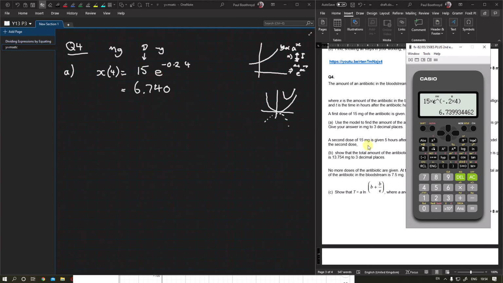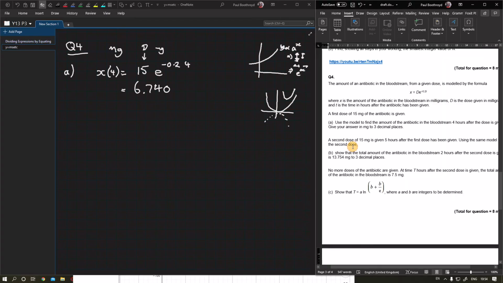Worth remembering in a minute that we can also use this explanation. We need this bit in there in a bit. Second dose is given, 15 milligrams, 5 hours afterwards. Show that the total amount of antibiotic in the bloodstream 2 hours after the second dose is 13.754.